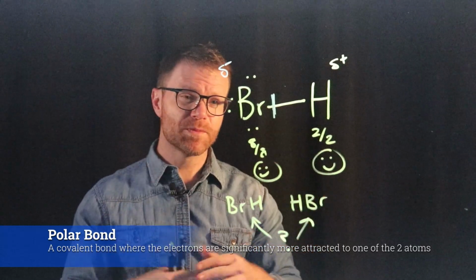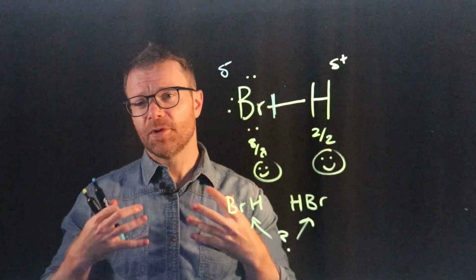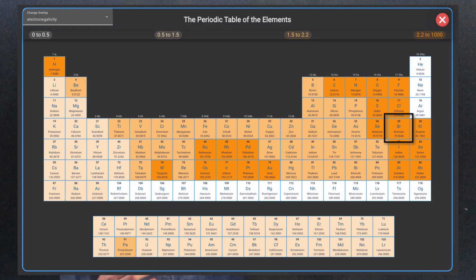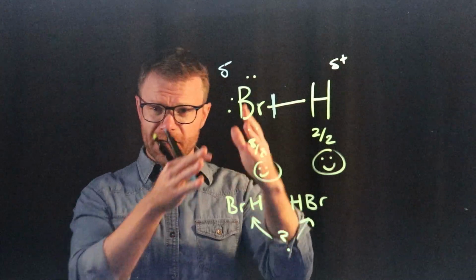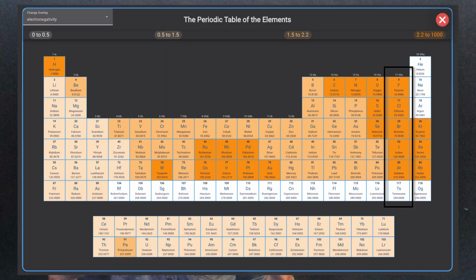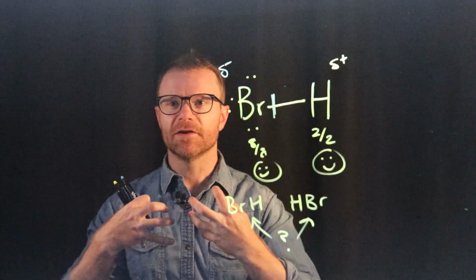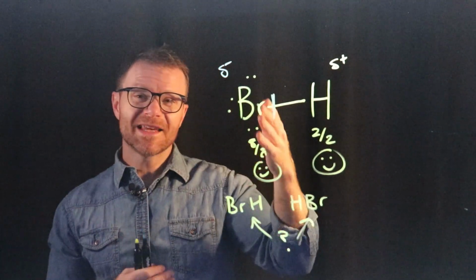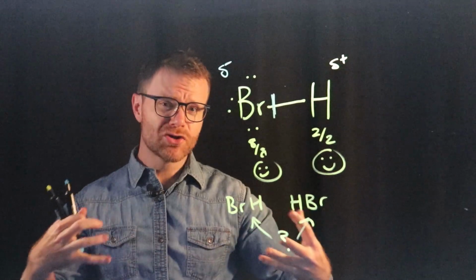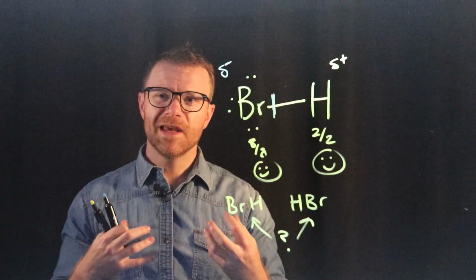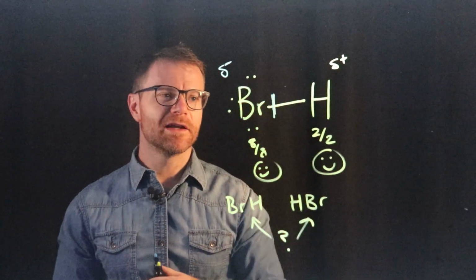Now how do we know it's polar? Because if you look up bromine in the periodic table, you can see it has a really high electronegativity value. In fact, all the halogens have high electronegativity values, which is just a measure of how badly they want electrons and how strongly they'll attract electrons, because they have 7 out of 8 valence electrons. If they gain just 1 more, they'll be stable. So they're all very highly electronegative.